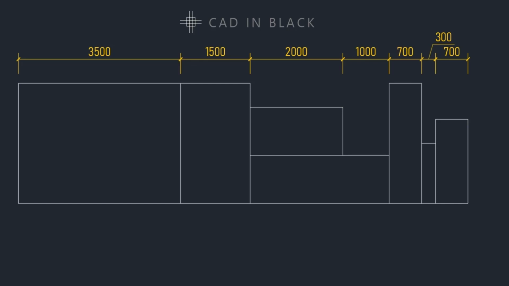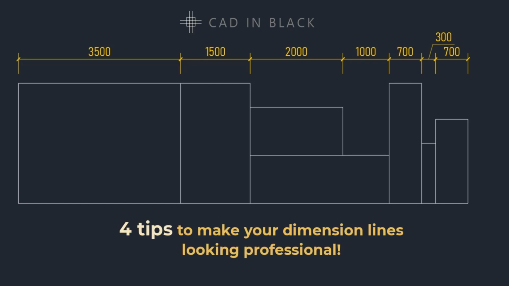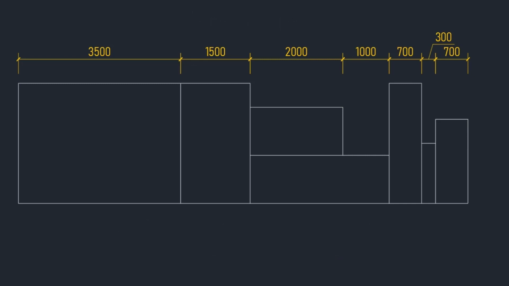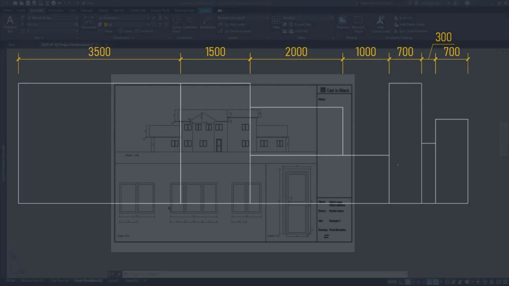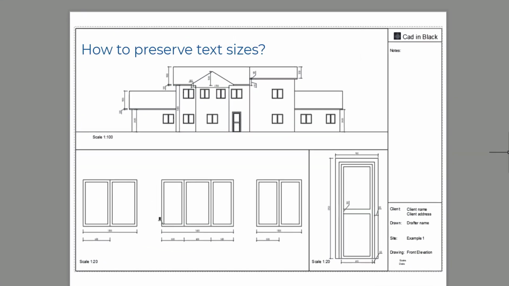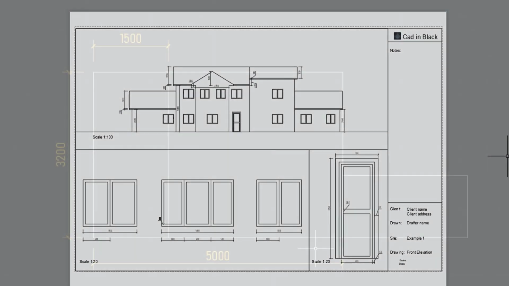Hi friends! In this video I'm going to show you 4 tips that will make your dimension lines look more professional in your projects. With this, I mean, when we plot our drawings, how can we always keep the same sizes of text, extension lines, etc., even if we are using dimensions in different scales?